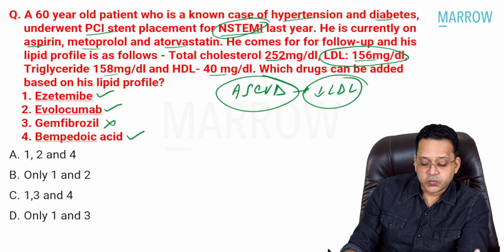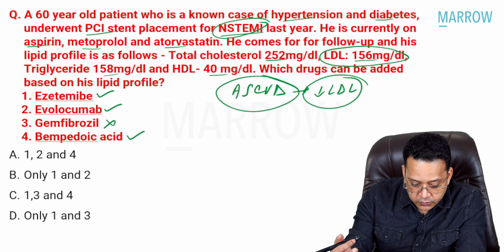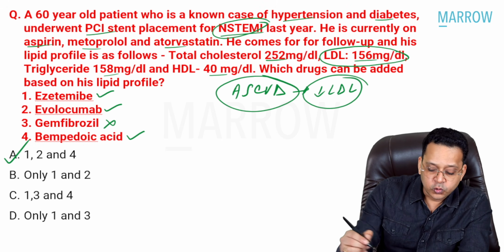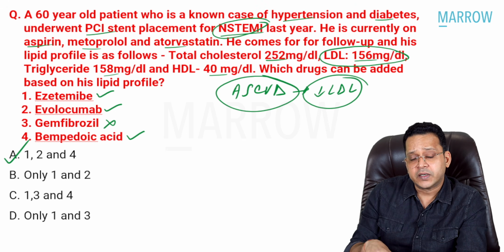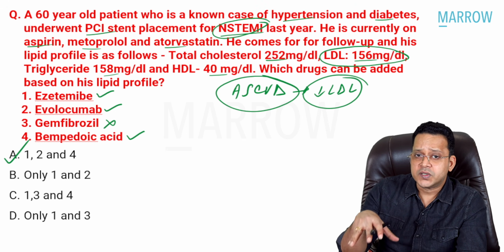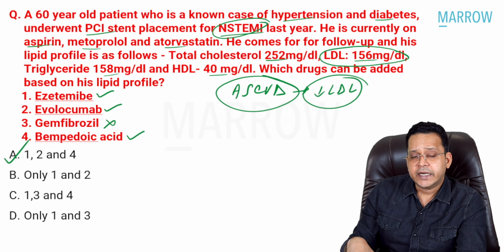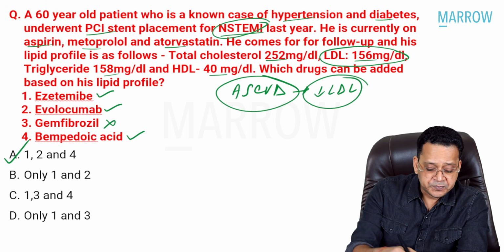So these are 3 drugs, 1, 2, and 4. So let us see where this 1, 2, and 4 is. Yeah, option A, 1, 2, and 4. This is the right answer. So again, I'm saying this is not a difficult one. If you've understood the concept, I've taught you this, which are the drugs used to decrease LDL and which drugs are used to decrease triglycerides, right?